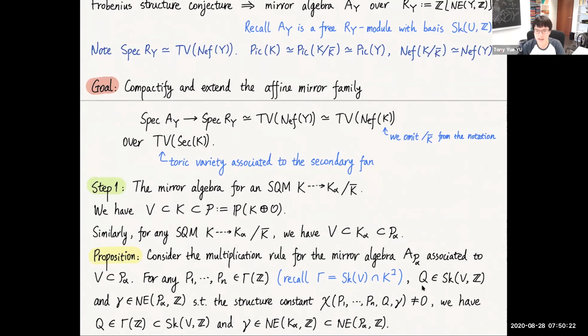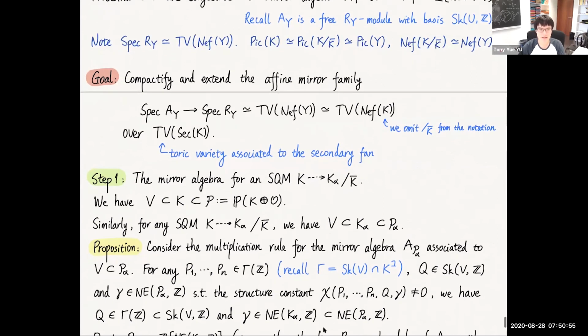And any Q inside the essential skeleton of V, and any curve class gamma in the cone of curves of P alpha, such that we get a non-zero structure constant, then this Q must also lie in gamma. And this curve class must lie in the cone of curves of this non-proper part, K alpha.